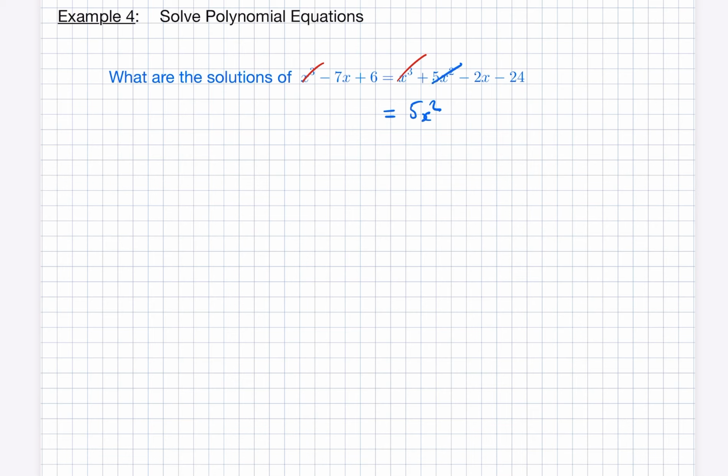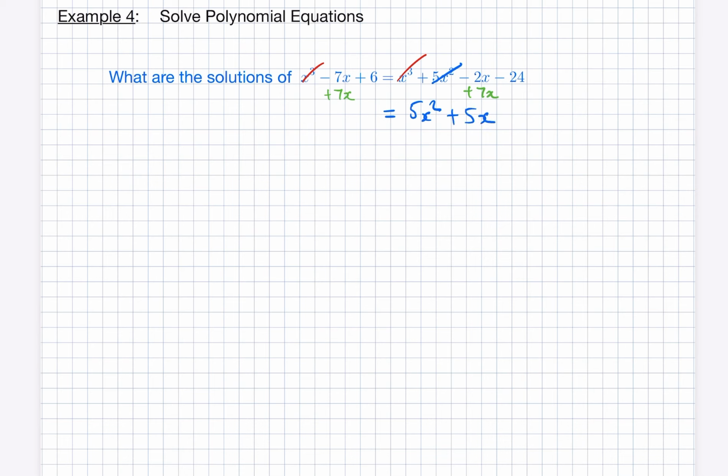And then what's left is we have a negative 7x and a negative 2x. Okay, so if I'm going to move this negative 7x to this side of the equation and combine it with negative 2x, I have to add 7x to both sides, right? So add 7x, and what we get is a positive 5x.